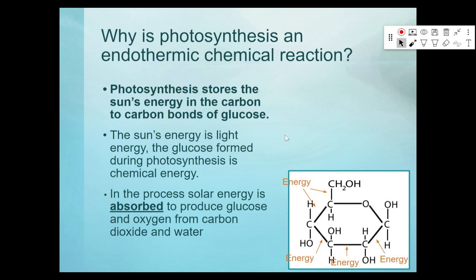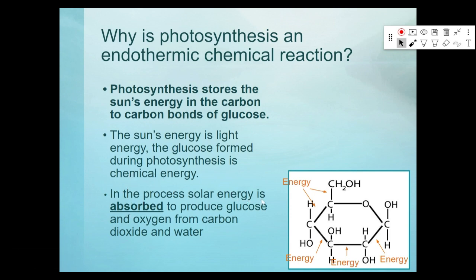And so we're still talking about photosynthesis as an endothermic reaction. So photosynthesis stores the sun's energy in the carbon to carbon bonds of glucose. Right. So here you see where those bonds are. That's where the energy is. And so it's really cool, y'all, just to think about how a plant can actually turn sunlight into sugars. I know we take that for granted, but it really is a cool process. The sun's energy is light energy. And the glucose formed during photosynthesis is chemical energy. So again, we're changing one form of energy to another, light energy into chemical energy.